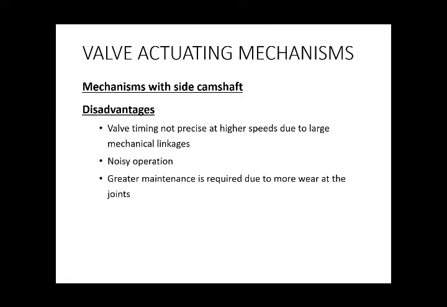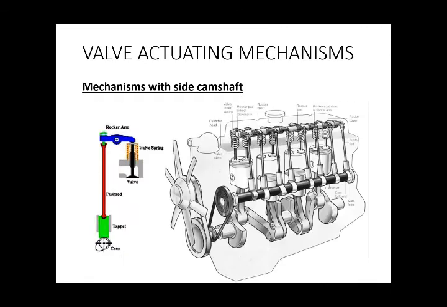Now, as I mentioned, this is not much used nowadays due to these disadvantages. We have seen that this system has a number of mechanical parts. We have a camshaft on which the cam is machined. Then we have the follower mechanism, that is the tappet. The tappet is connected to the push rod, the push rod is connected to the rocker arm, and the rocker arm is connected to the valve. So there are a number of mechanical linkages or systems that are attached.